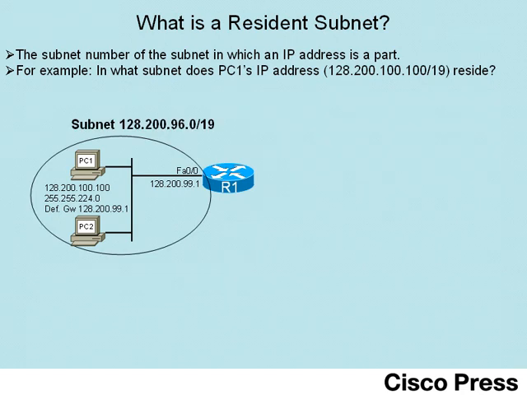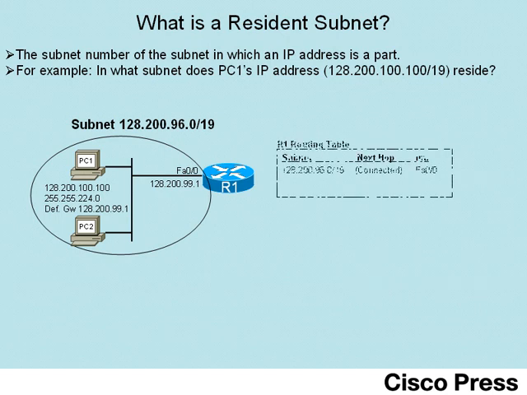As it turns out, the subnet number is 128.200.96.0 with that same /19 mask. Now, why do we care? Well, one reason you might care is that router R1 that's connected to that subnet is going to end up adding a route to that connected subnet to R1's routing table. Here we see a representation of R1's routing table that lists that subnet as a connected route off the FastEthernet 0/0 interface off R1.